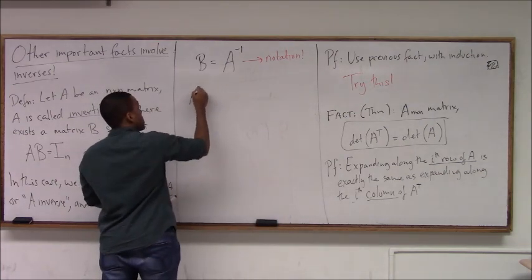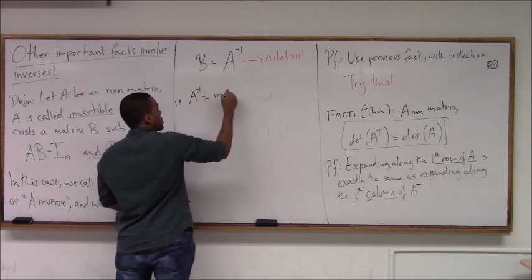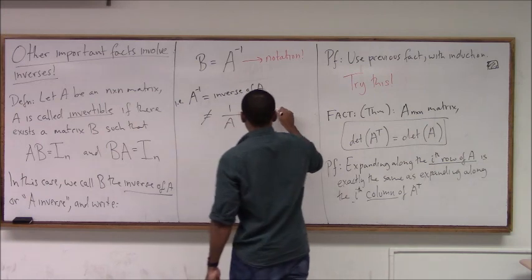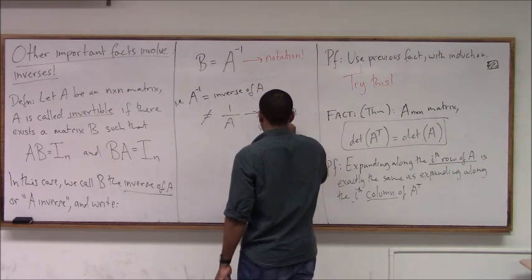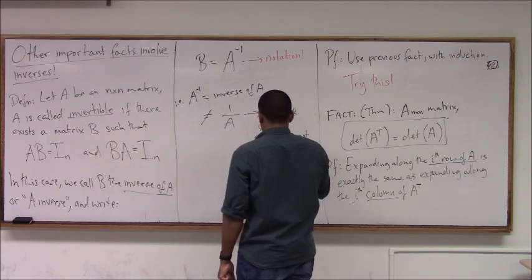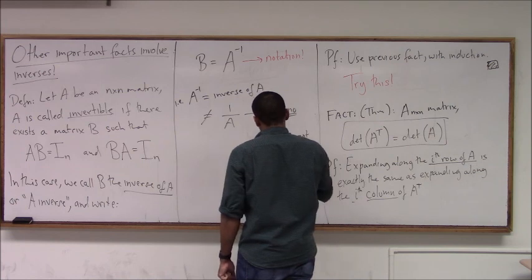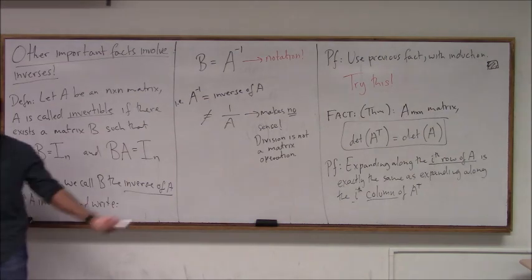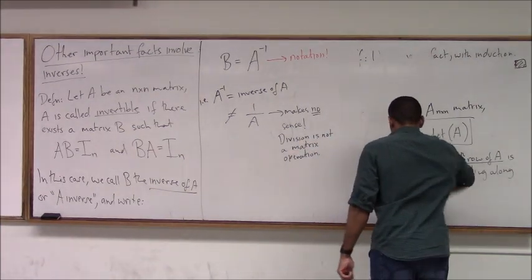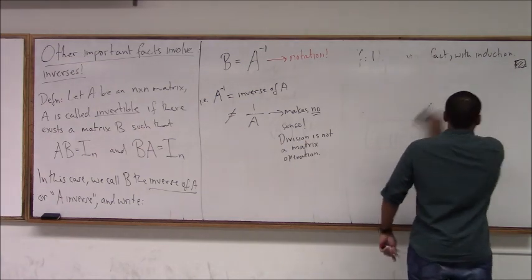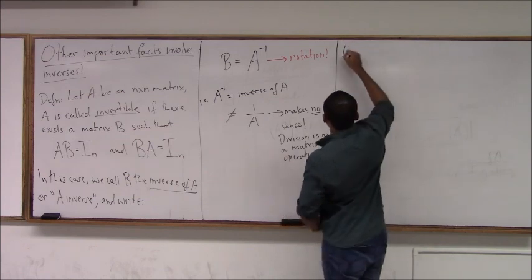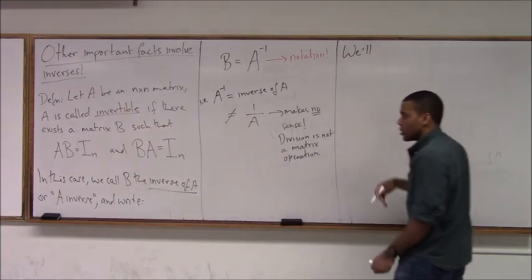So A to the minus 1 means the inverse of A. It does not mean, for example, 1 over A. In fact, this actually makes no sense in matrices. Division doesn't exist. Look at all the properties of division on the real numbers. There is no such operation in matrices that will fulfill all the properties. We'll prove this later, but it's useful to know. I'll probably ask you to prove it later, once we learn a bunch of things.